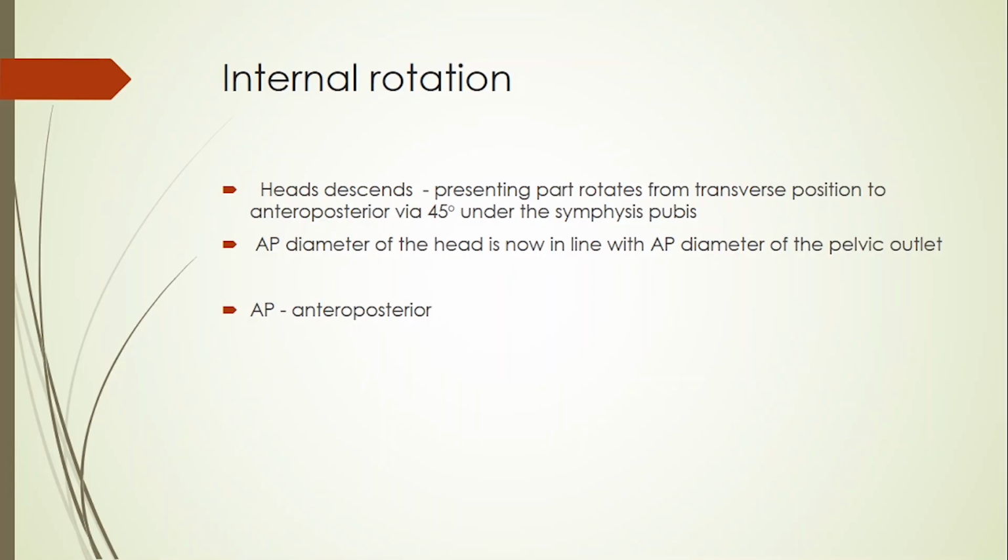Afterwards is the internal rotation of the head. As it descends, the presenting part rotates from its transverse position. So remember, there was an engagement. It rotates from the transverse position to become anteroposterior through a 45 degree rotation under the symphysis pubis. This makes the anteroposterior diameter of the head, the presenting part, become aligned with the anteroposterior diameter of the pelvic outlet. So that is what internal rotation does. It turns it from the transverse position to become positioned anteroposteriorly for further descent and for further delivery.